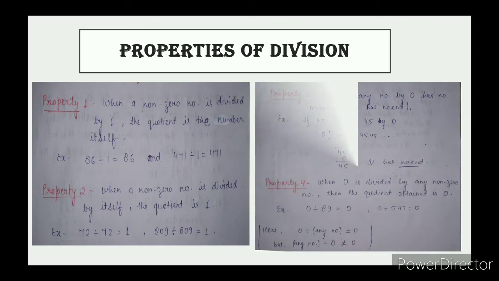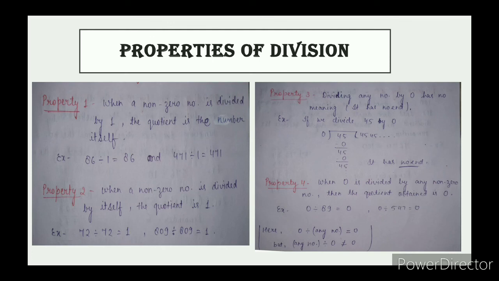Now the third property is, dividing any number by 0 has no meaning. It has no end. For example, if we divide 45 by 0, you can see it has no end. You can divide it endlessly, so it has no end.